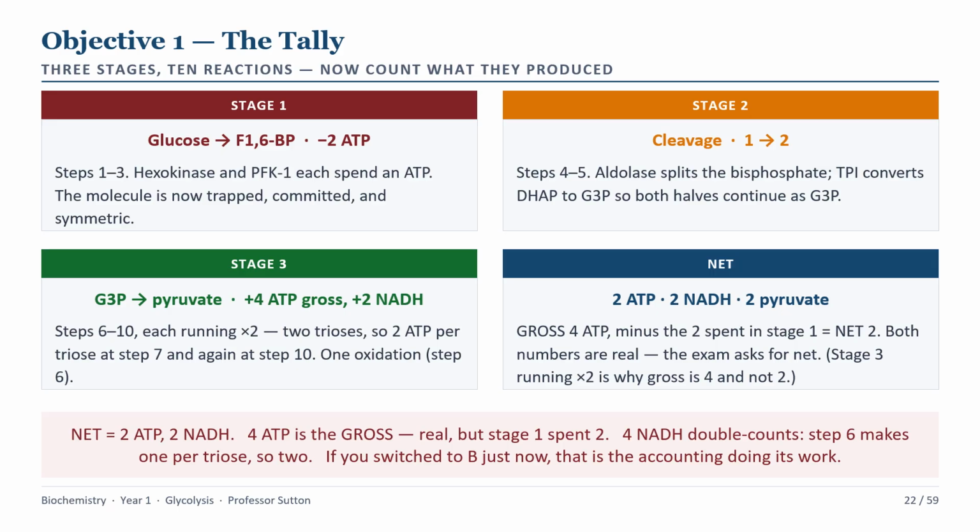If you chose 4, you quoted the gross and skipped your subtraction. So pay attention to that. 0 means you did not consider what happened at stage 3. You forgot the cleavage, and that is twice. Exams usually ask for the net. Check your questions. Check whether it says net. So the answer is B, 2 ATP and 2 NADH.